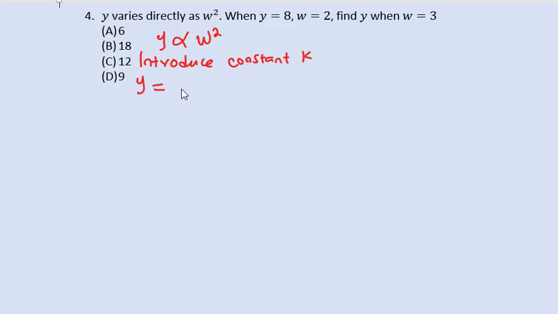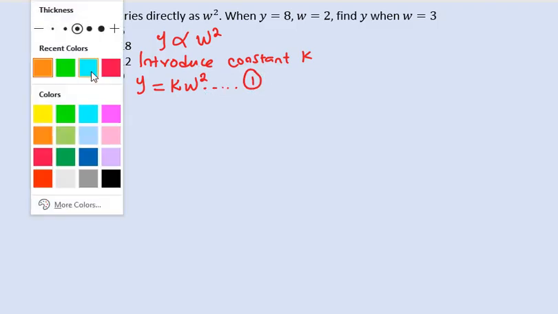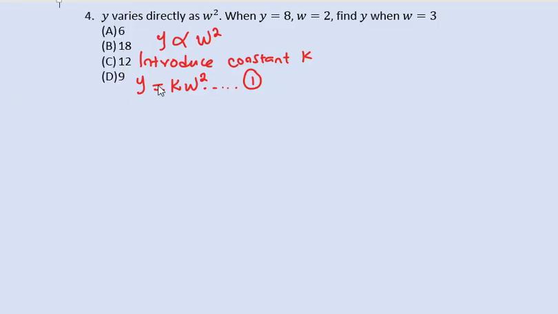is equal to k w squared. And once you have introduced that constant, this becomes your general equation. Let me highlight it so that you can actually remember whenever you are solving that this is your general equation. You will always refer back to this equation and it will be helpful.